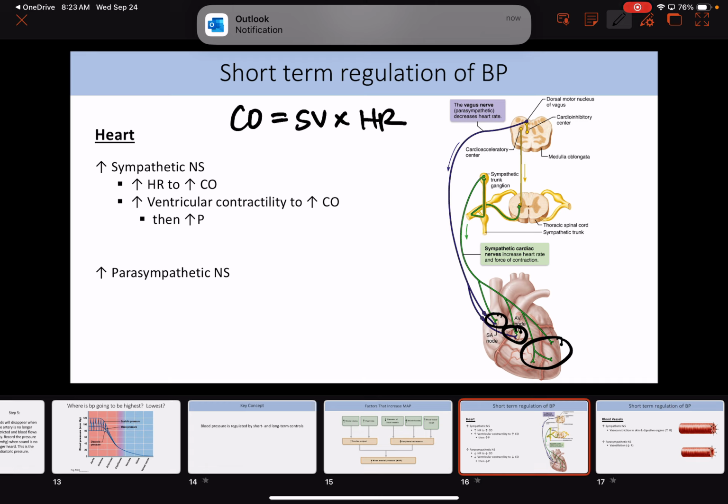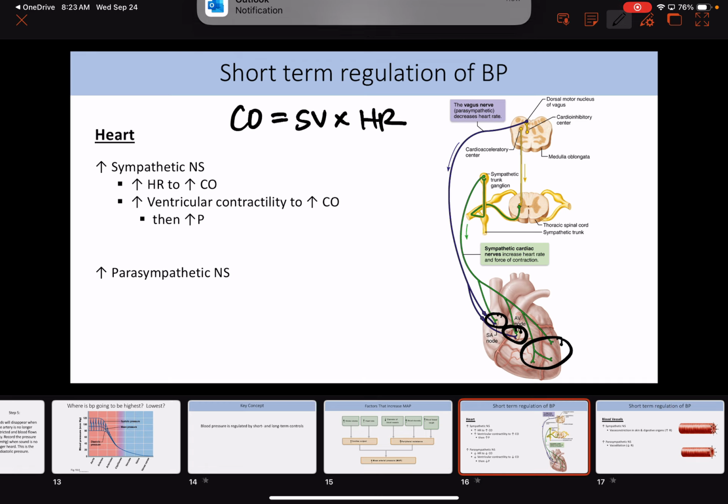So anytime you increase cardiac output, you're going to have an increase in blood pressure overall.